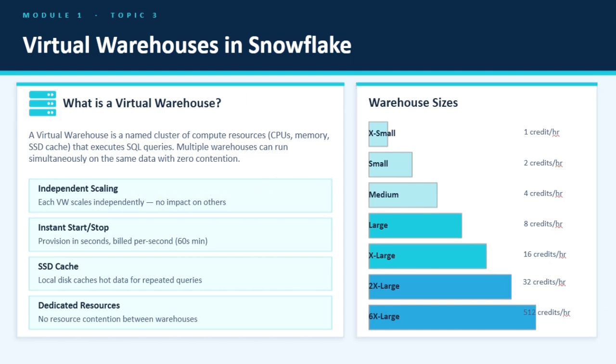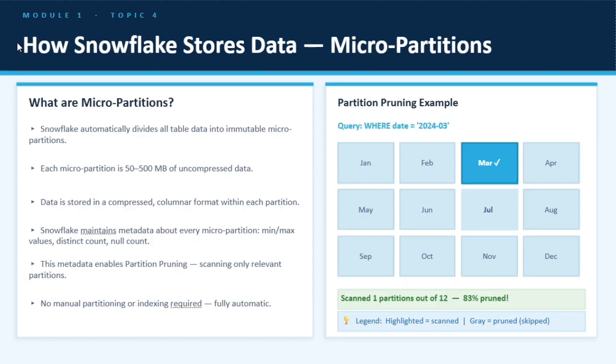Okay, let's look at the next topic, how Snowflake stores data. What are micro-partitions? Snowflake automatically divides all table data into immutable micro-partitions. Immutable means it cannot be changed; it is not editable. Each micro-partition holds 50 to 500 MB of uncompressed data, and the data is stored in a compressed columnar format within each partition. Snowflake maintains metadata about every micro-partition: minimum and maximum values, distinct count, and null count. All of this is included.